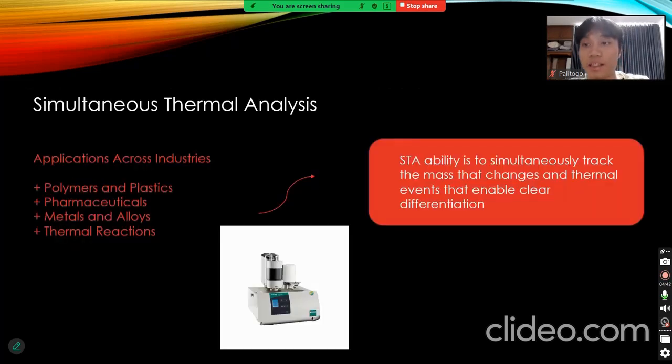Okay, moving on to STA applications across industries: polymers and plastics, pharmaceuticals, metals and alloys, and thermal reactions. STA's ability is to simultaneously track the mass change and thermal events, which enables clear differentiation.